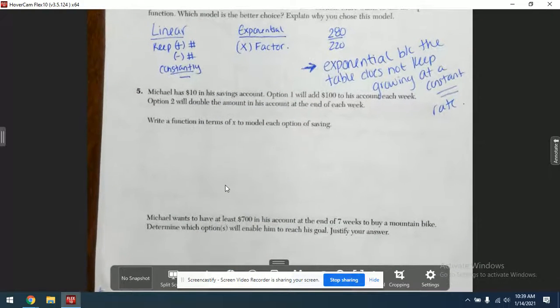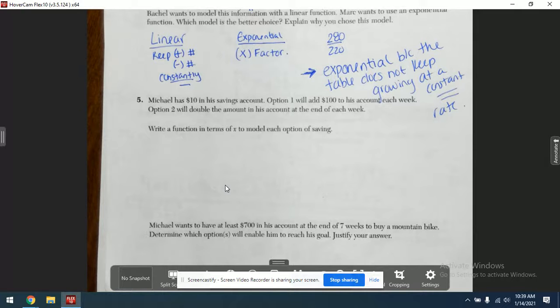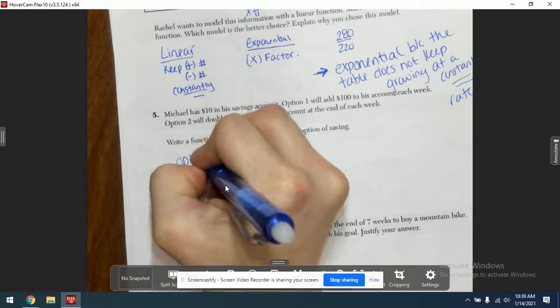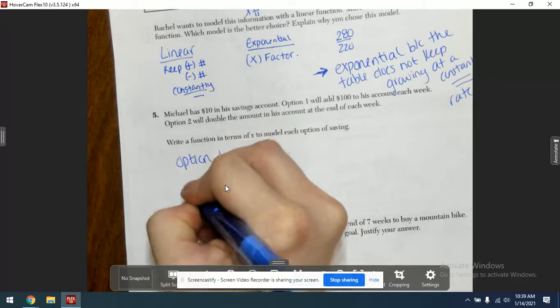Okay. Michael has $10 in a savings account. Option 1 is that he will add 100 to his account each week. Option 2 is that he will double the amount in his account at the end of each week. Write a function in terms of x to model each option of saving. All right, option 1. Option 2.